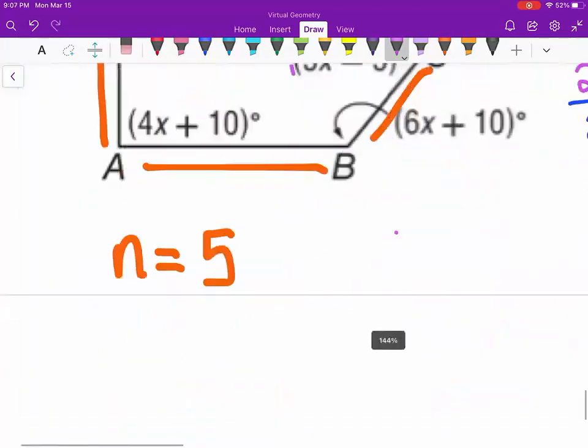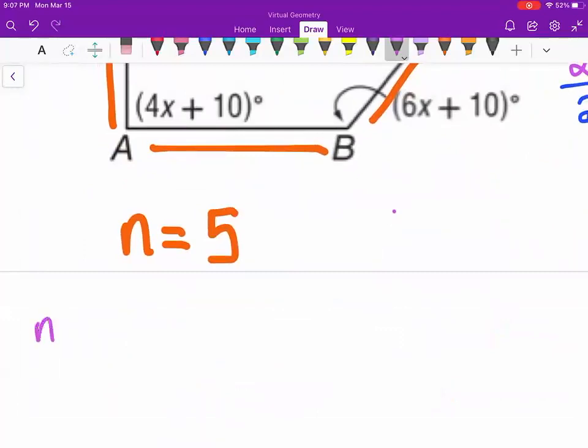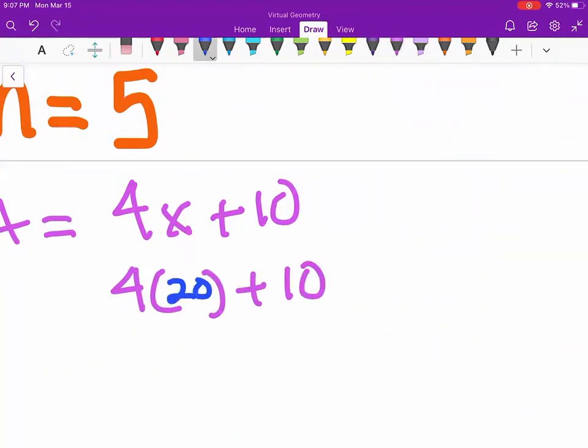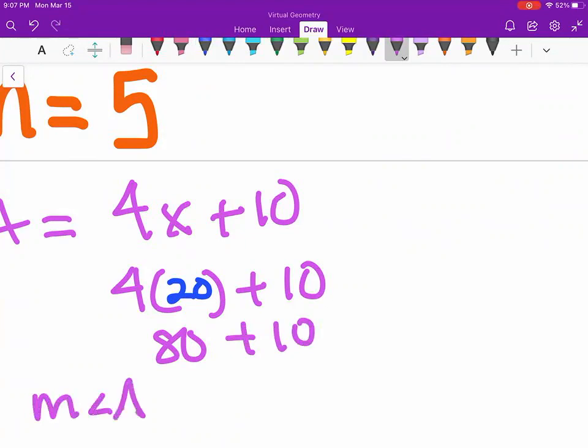So let's start at angle A. So if the measure of angle A is 4x plus 10, now we know x is 20. Let's plug in the 20. So 4 times our 20, and then we're going to add 10 to that. So that gives me 80 plus 10. So the measure of angle A, 90 degrees. Now let's do angle B.